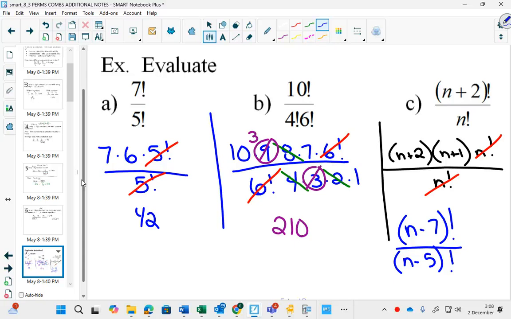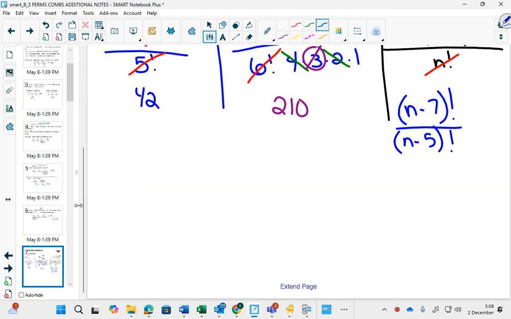Plug in a number like 10. 10 minus 7, that's 3. 10 minus 5 is bigger than 3. So, when expanding the bigger one, you would expand the bottom here.